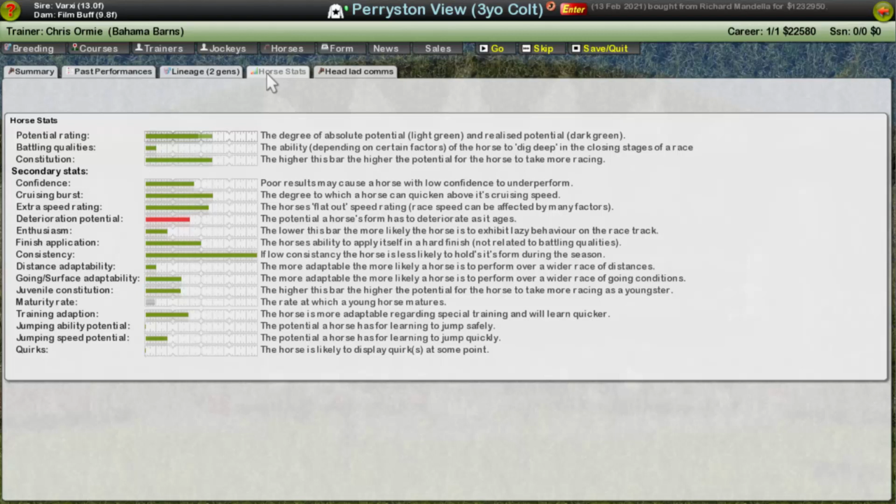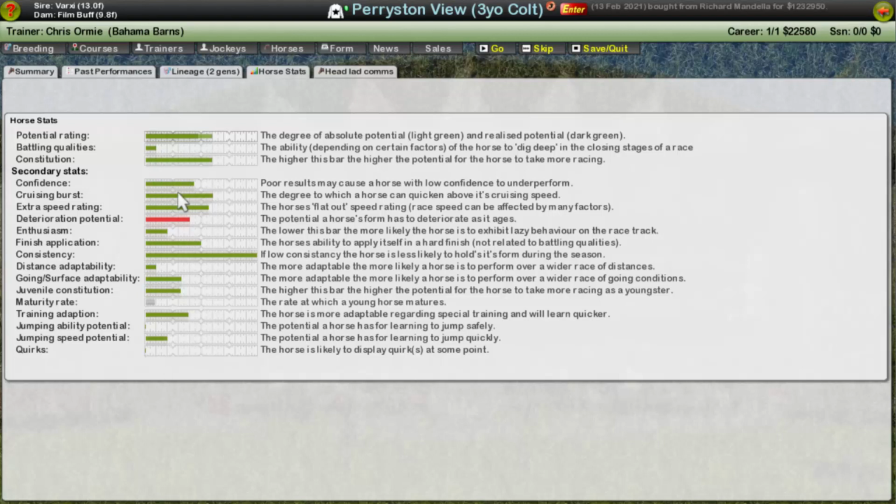And then the horse stats. When the horse is born, when it's foaled, nearly everything is decided and nearly everything is locked in place. You will never see your battling qualities, constitution, confidence, extra speed, deterioration, enthusiasm, finish application, consistency, distance adaptability, going surface adaptability, juvenile constitution, maturity rate, training adaptation, jumping ability potential, jumping speed potential, or quirks change. What you see at 1-year-old is going to be all the way through your career until you retire the horse or it just dies of old age.